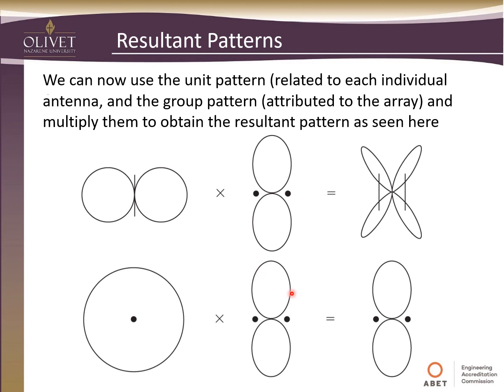So on the page for this class, I created a spreadsheet that you can play with if you'd like. It might even help you do some of the homework. And when you look at it, there will be 3 tabs. There's one tab on the bottom called unit pattern. The next one's going to be called group pattern, and the third one's resultant pattern.